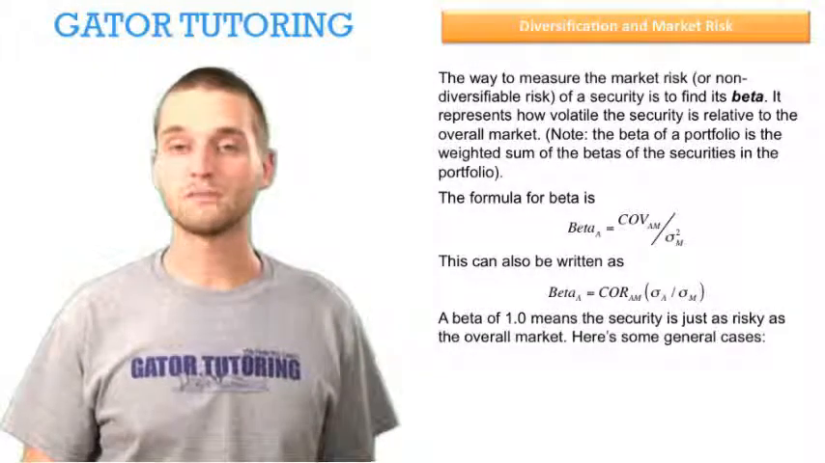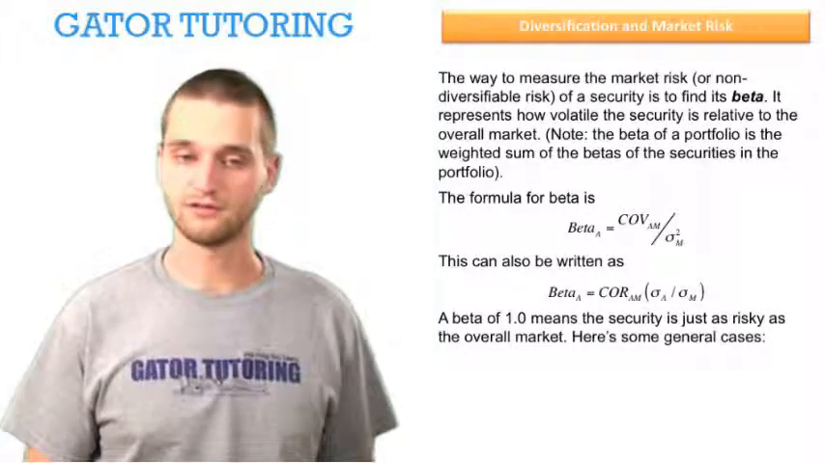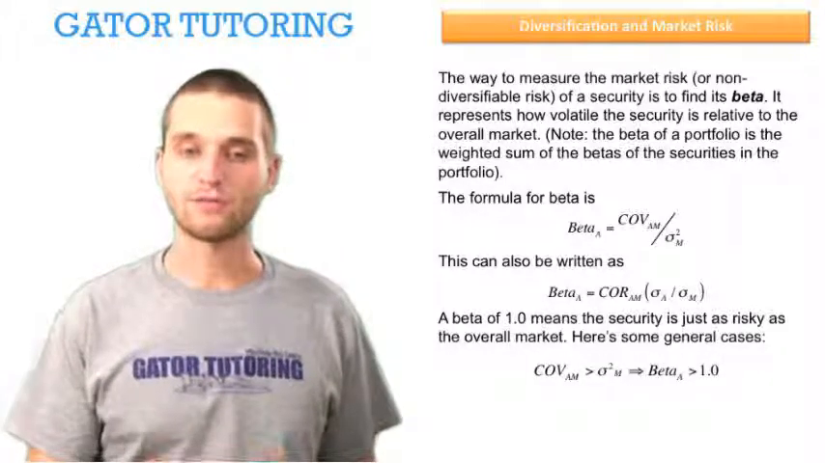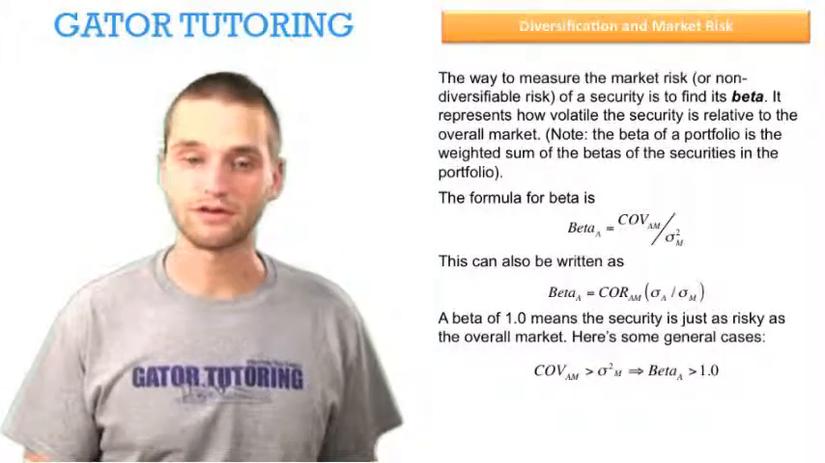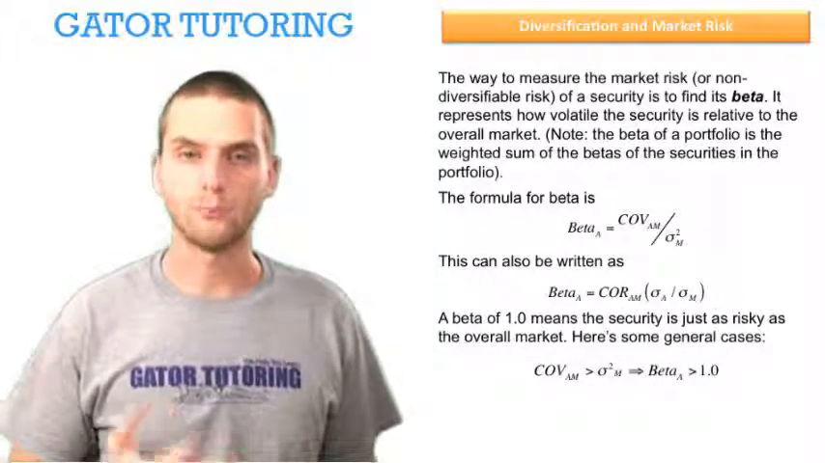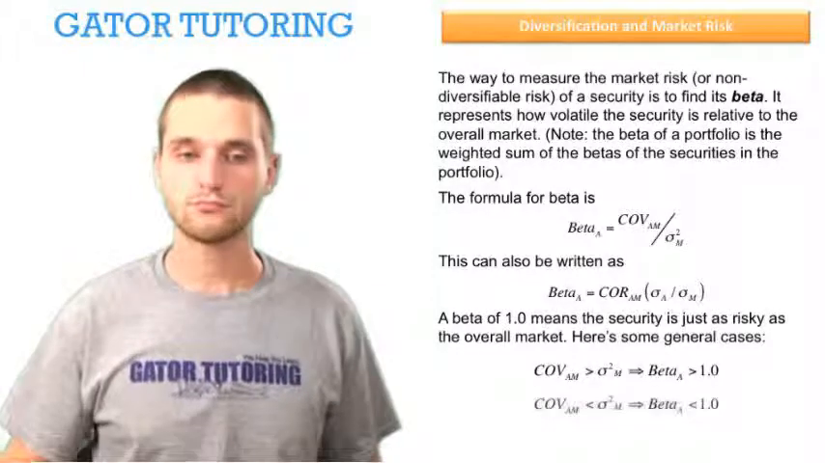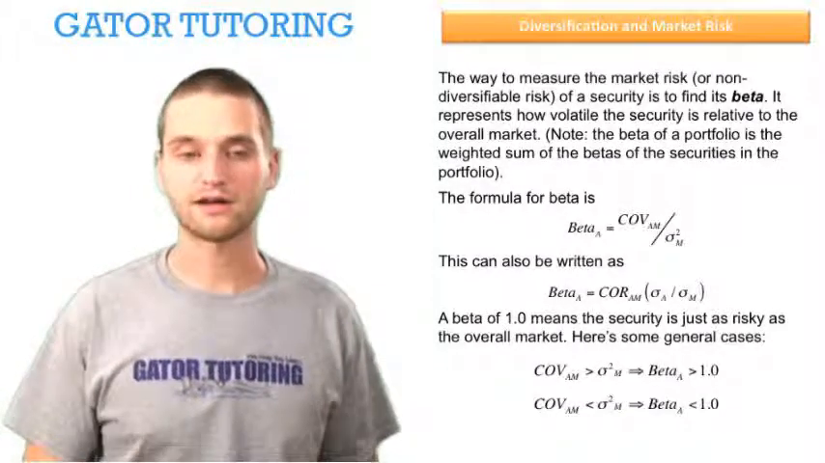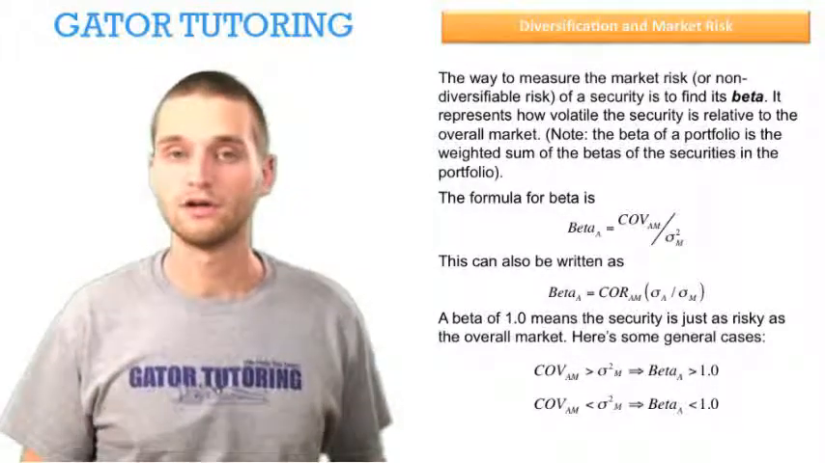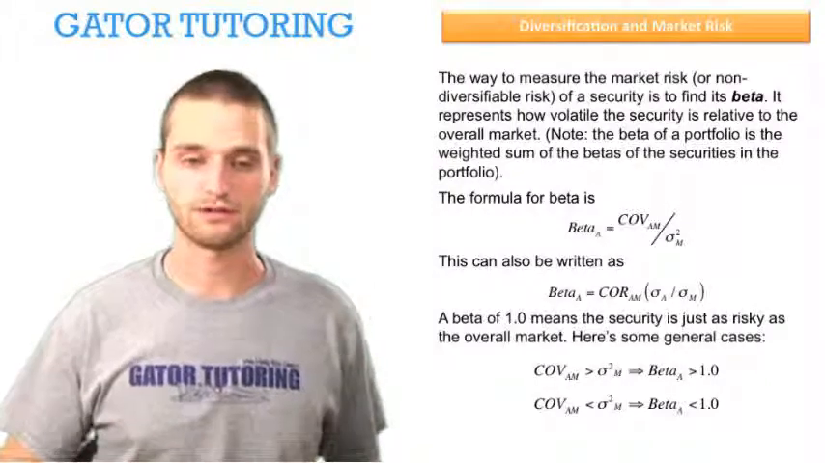A beta of 1.0 means the security is just as risky as the overall market. Here are some general cases. If the covariance of A with the market is greater than the variance of the market, the beta of A is going to be greater than 1.0. That means it's more risky on average than the market is. If the covariance of A with the market is less than the variance of the market, the beta is going to be less than 1.0. So the riskiness of the security is going to be less than the average market security.